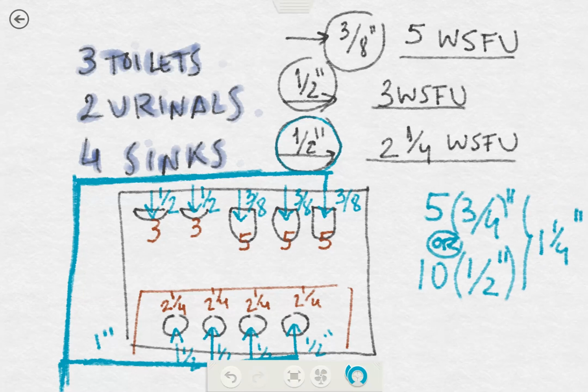Here we have 1, 2, 3 3/8, and we have 2 1/2. So I think that goes well. We don't have 5 3/4. We have 3 3/8 and 2 1/2. So I think this is the case, and I would say that this is 1 1/4 inches.